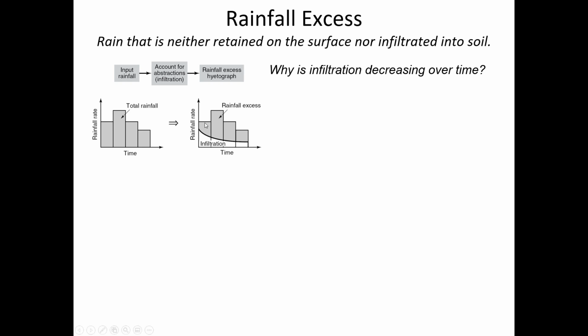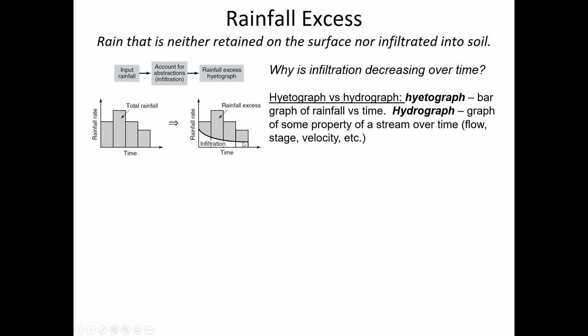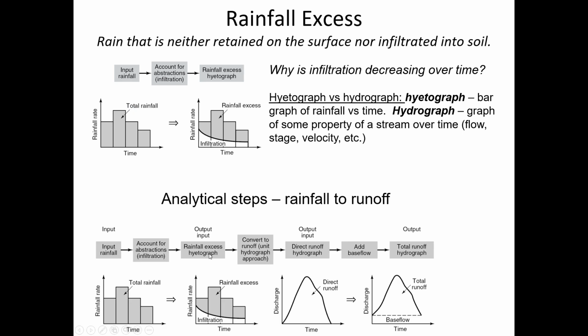So infiltration is decreasing over time, of course, because as more water gets into the subsurface, the suction head decreases. So the dry soil initially has a high suction head. As the pores are filling with water, the suction head is decreasing. So that's just to reiterate why the infiltration rate is declining over time. And remember, a hyetograph is the illustration of the rainfall, whereas the hydrograph is the runoff over time.